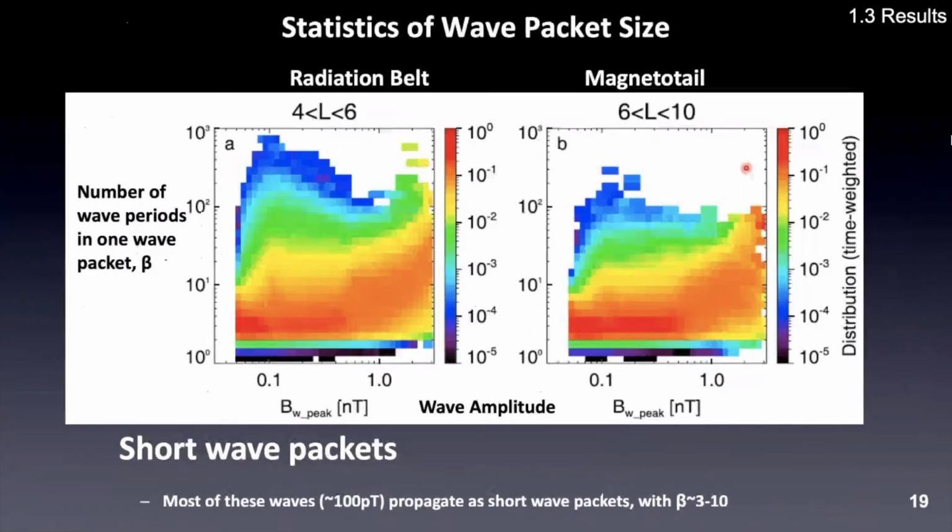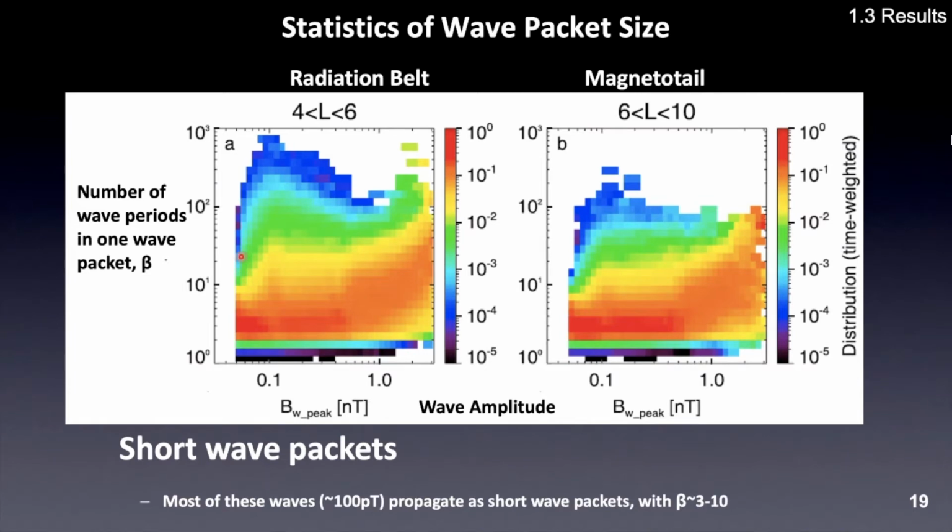What we found in our result is that it is actually the wave packet size that is doing the job. So what is wave packet size? Basically, the waves don't come as infinite sinusoidal waves. They come as a train of wave packets with different sizes. Here we define the number of wave periods in one wave packet as the wave packet size, on the y-axis. What's shown here is the distribution of our data set in the wave packet size versus wave amplitude domain for these two regions of interest as well.